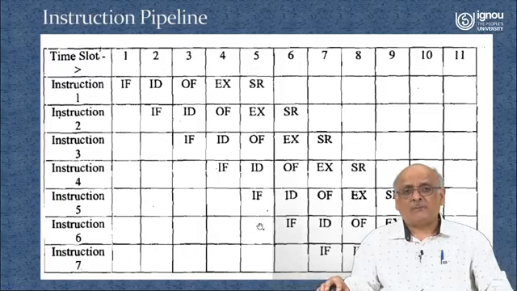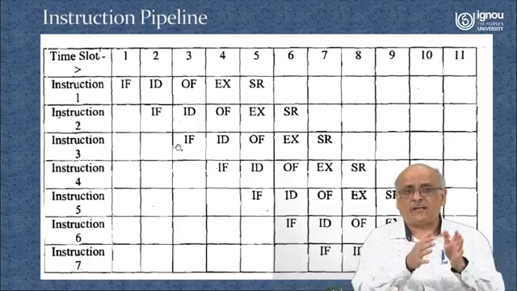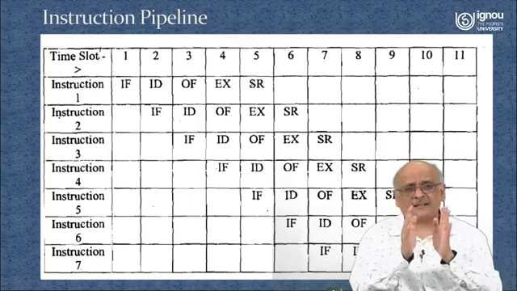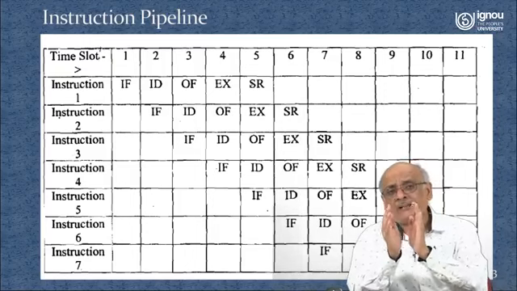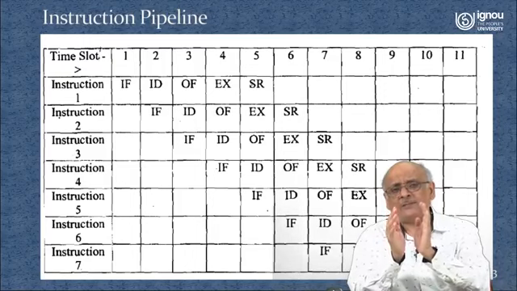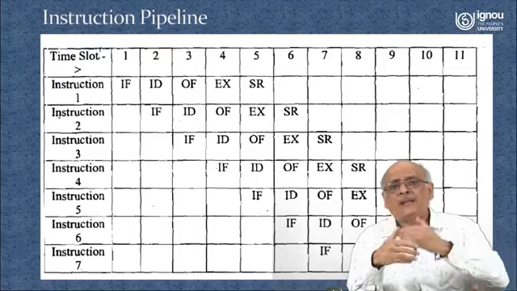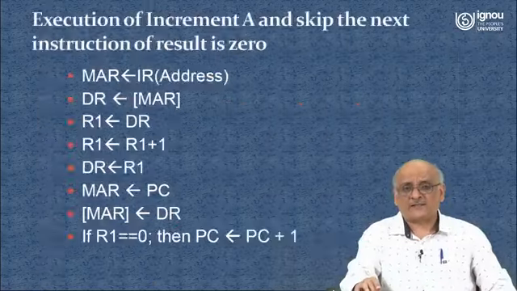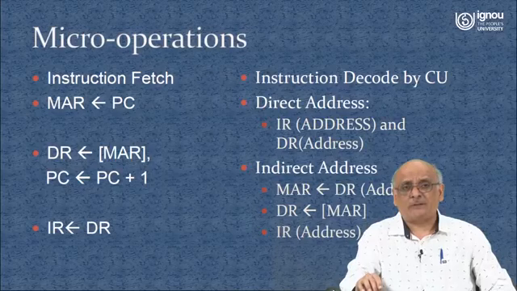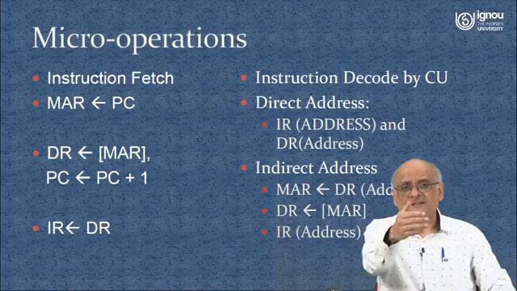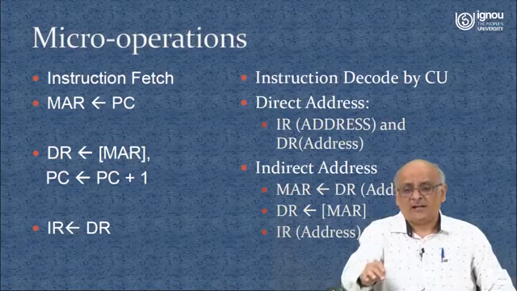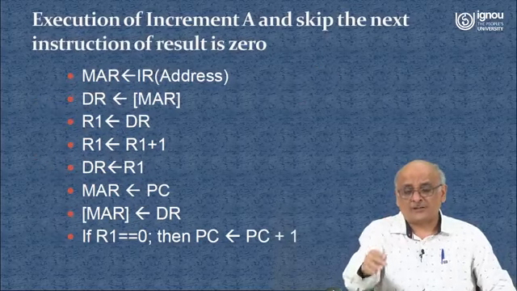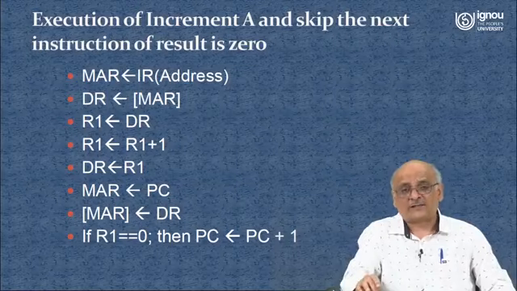Now this is a very important concept, although it is not related to what we have been discussing so far. But instruction pipeline is something which primarily enhances the speed of the processor. Suppose all these operations are to be performed in sequence: first the instruction fetch, then the indirect address, then the execution of the instruction, and the storing of results.